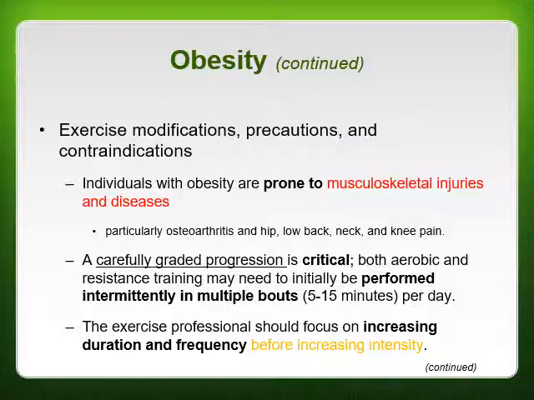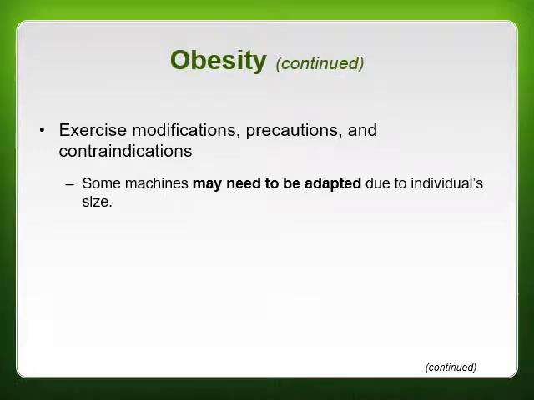So if you're looking at that, don't just add more weight or make them go faster. Focus on making them do this longer. And then once you've achieved some of your goals there, then you can start messing with the intensity. Some machines, depending on how obese your client is, either need to be adapted to their body in order to be used safely and effectively, or some of them might not even be able to be used at all.